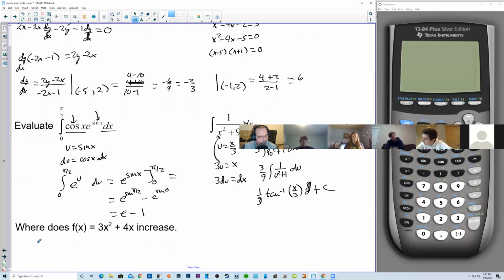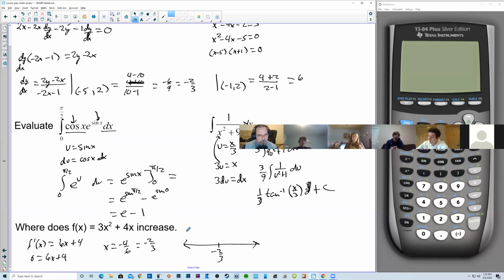Where does f of x increase? Hopefully this is very straightforward for you. We're going to take the derivative, set it equal to 0 like we've done 1,000 times this year. So x is negative 4 over 6, because we're going to minus 4 divided by 6. So negative 2/3.